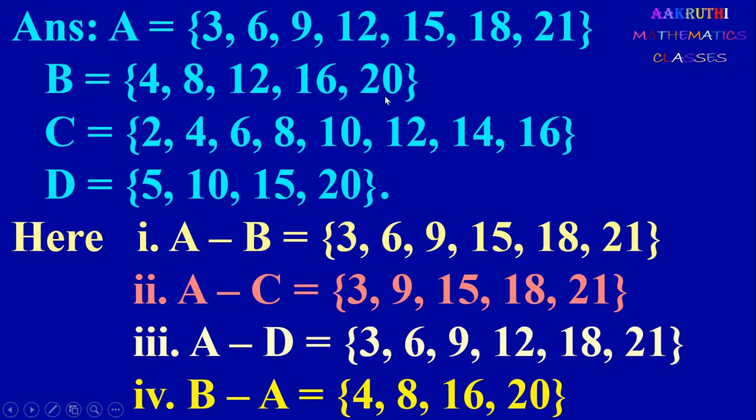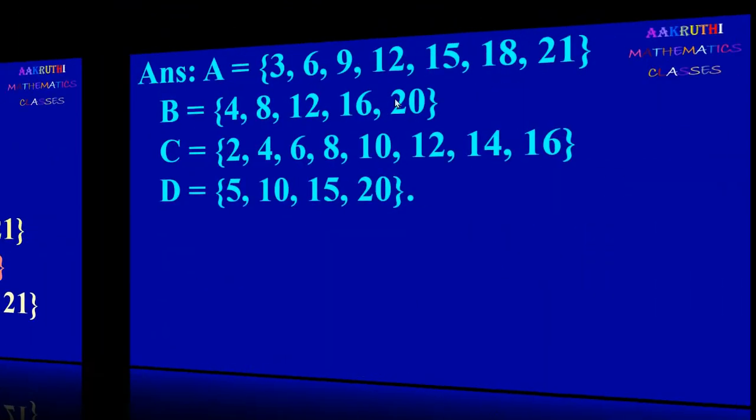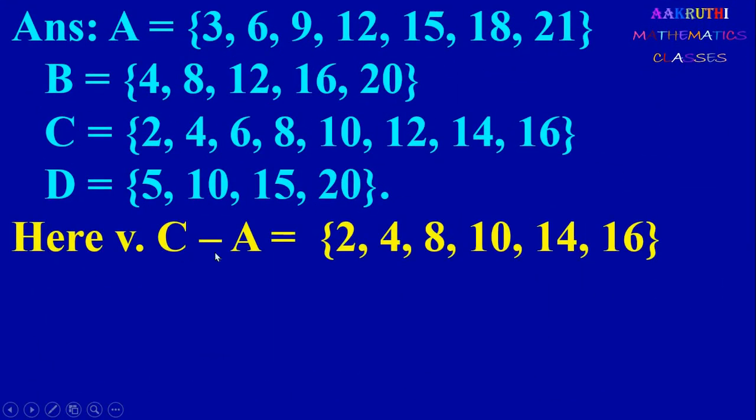It is 4, 8, 16 and 20. So next it is C minus A. From C you have to subtract A. Now here common elements are 6 and 12. So write all the other elements. It is 2, 4, 8, 10, 14 and 16. So don't write common elements. It is 6 and 12. So write all the other elements.